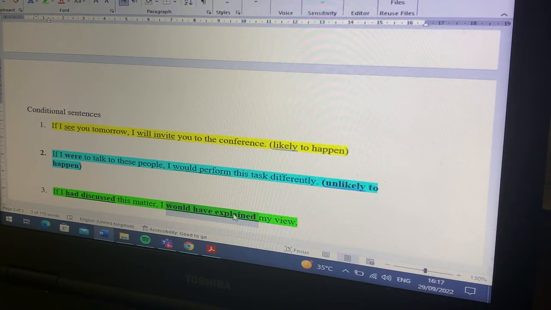Muftah, yes, you were saying about phrasal verbs and prepositional verbs. There is a book on that. I will try in the coming videos to cover that a little bit. But here, as you can see, had discussed and would have explained mean it's impossible, because both have happened in the past, and because this whole thing is in the past, it's never going to be achieved.